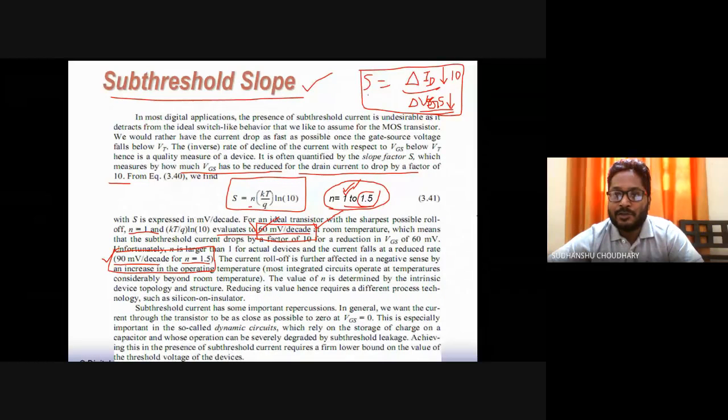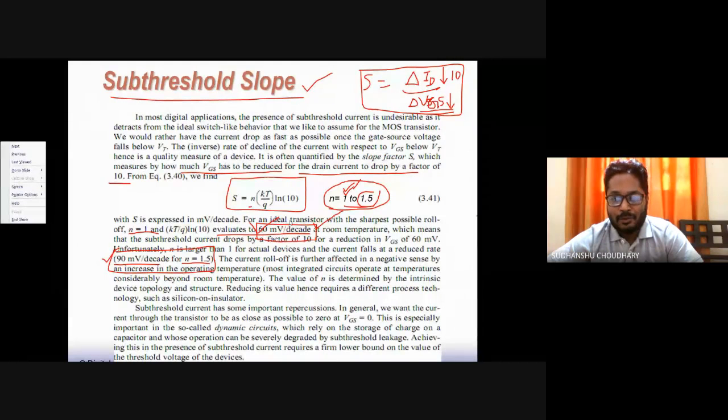So the sub-threshold slope tells me how much VGS should be reduced to reduce the drain current by a factor of 10. That is how quickly my device can be turned off. If my sub-threshold slope is good, 60 millivolts per decade is the best one. I need only a 60 millivolt change in VGS to create a change of a factor of 10, that is, the drain current reduces by a factor of 10 if I reduce my VGS by 60 millivolts. So this is better than 90 millivolts. But yes, it is very hard to achieve 60 millivolts per decade.